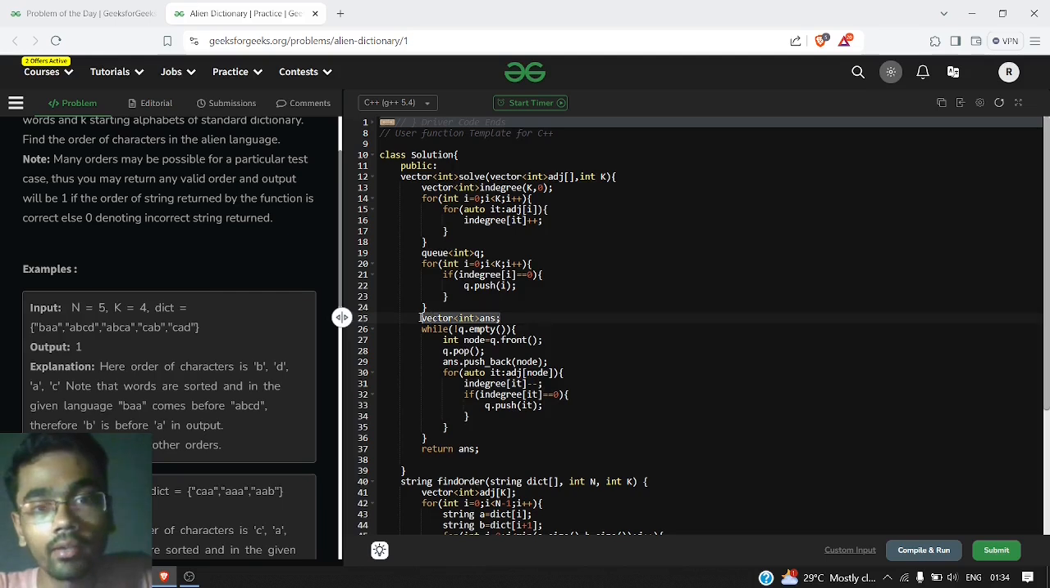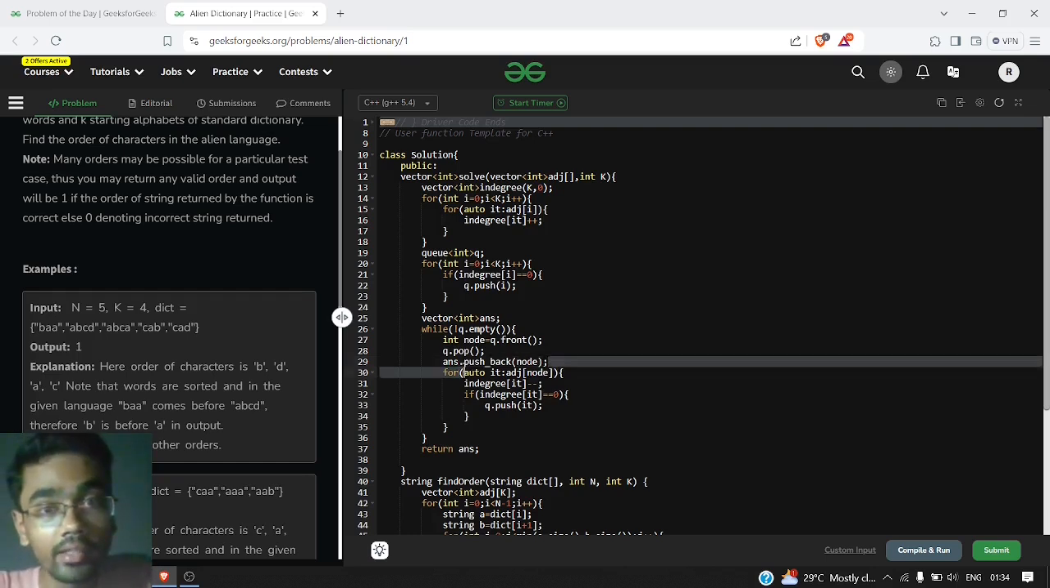We have declared one answer which will store the topological sorted order of the alphabets or integers, you can say anything. We will apply this until our queue becomes empty. First, initially all the elements whose in degree is 0, we have pushed into our queue. Then we are popping them out from our queue one by one, and pushing them into our answer. In degree 0 means this alphabet will be pushed into our answer in the relevant order which we have till now.